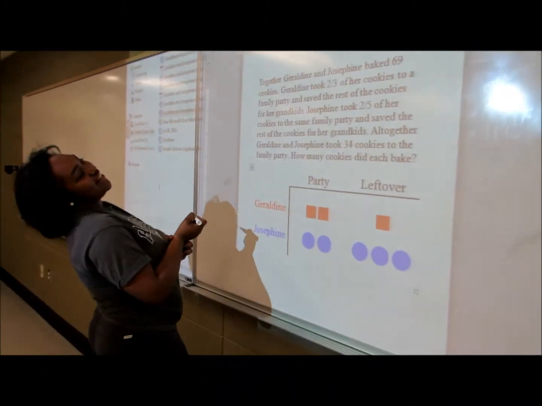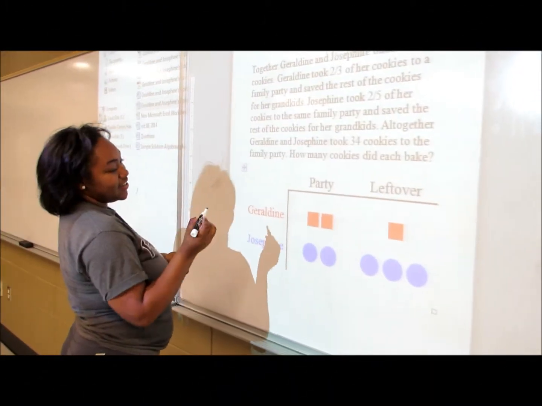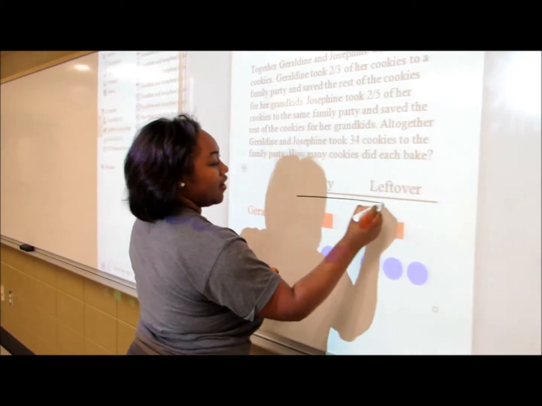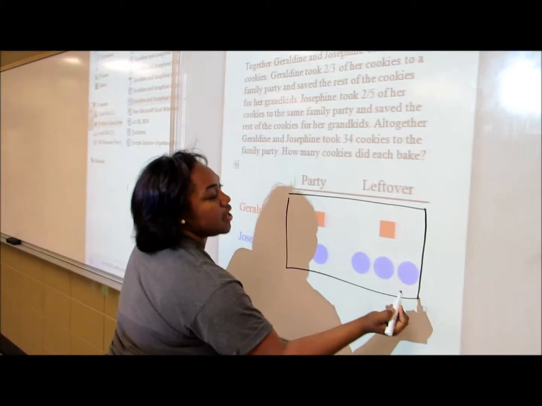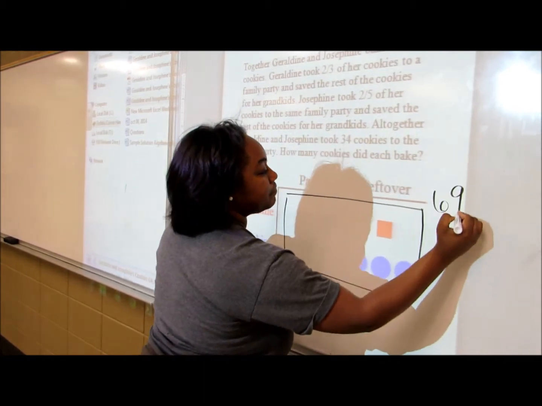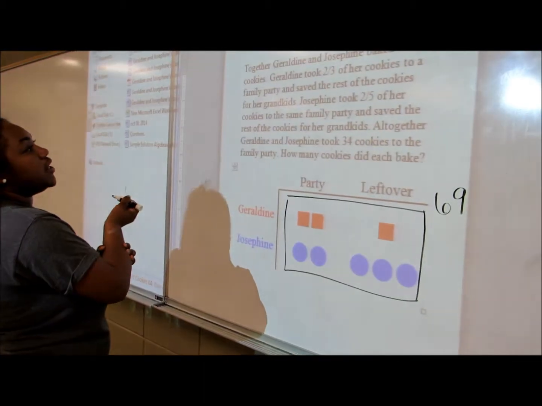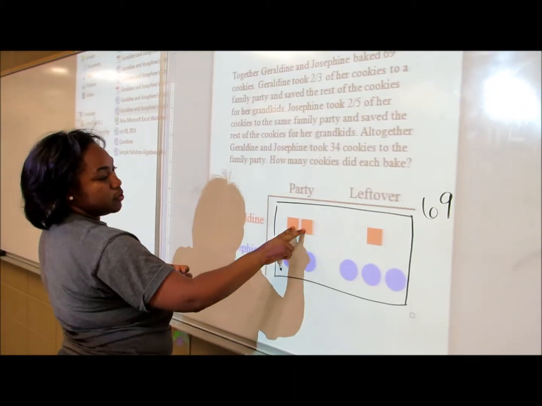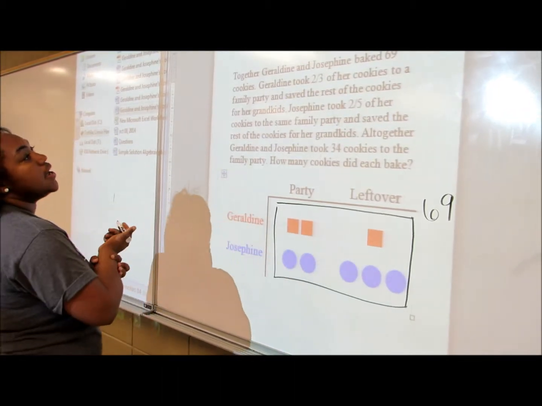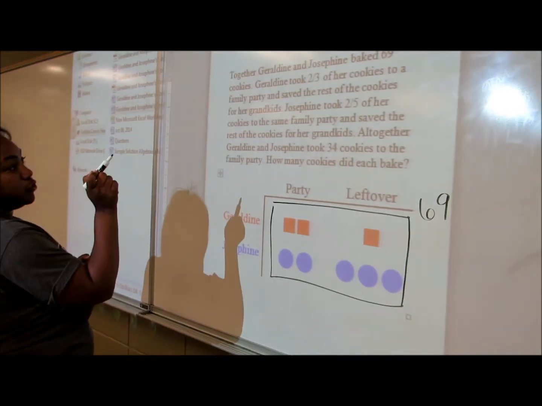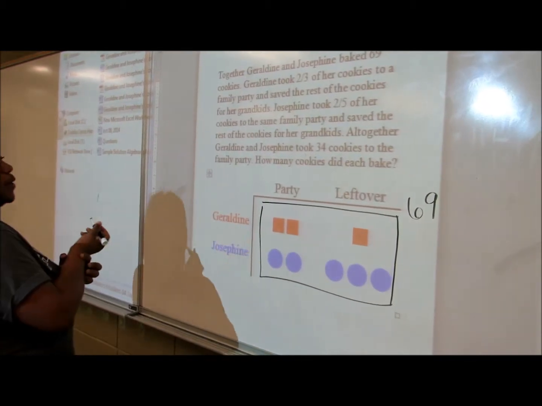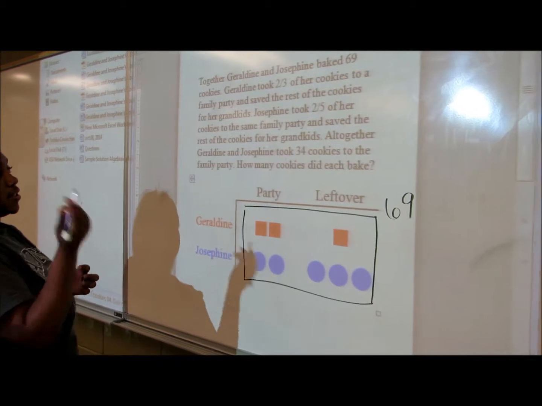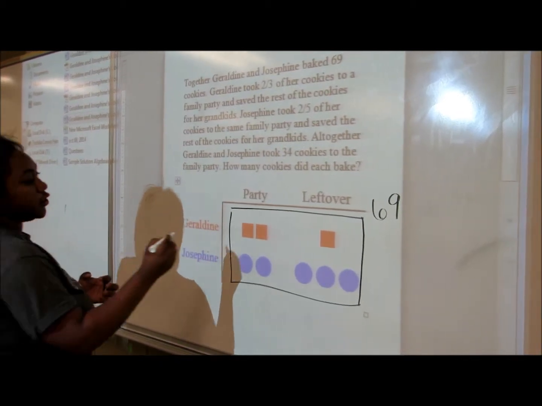Together, Geraldine and Josephine baked 69 cookies. So we know that all of these cookies together are 69. And then it says Geraldine took 2/3, so 2 out of her 3 pieces to the party. And then Josephine took 2 out of her 5 cookies to the family party. And altogether, Geraldine and Josephine took 34 cookies.